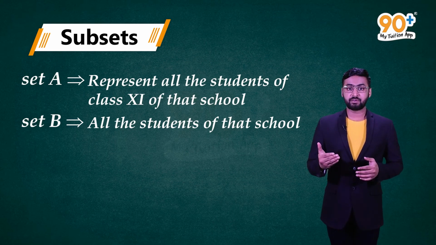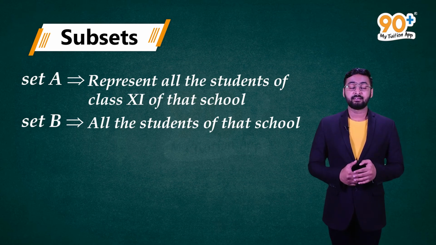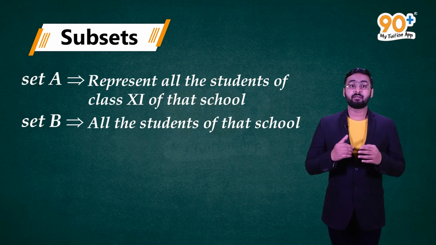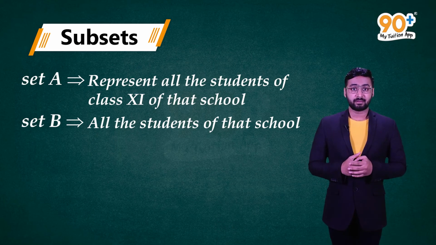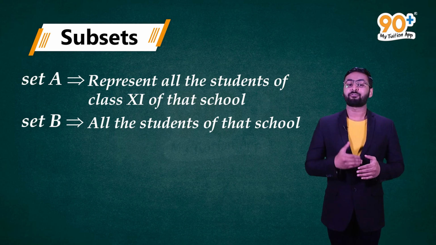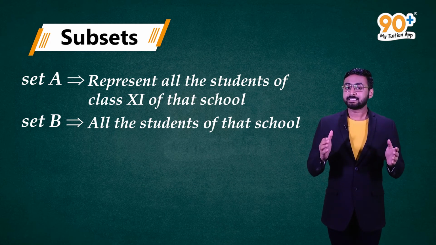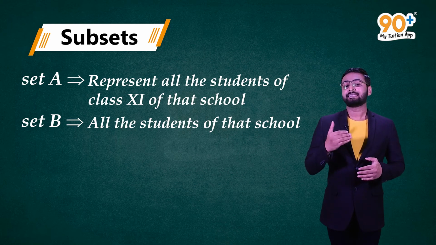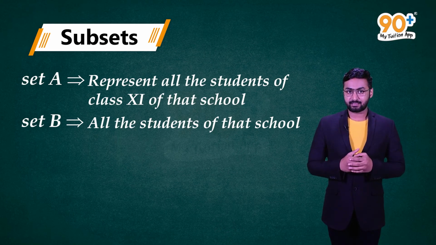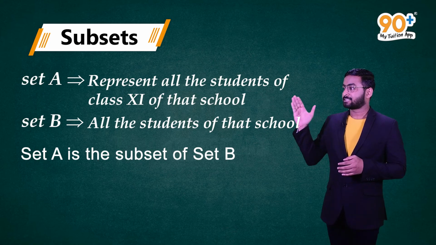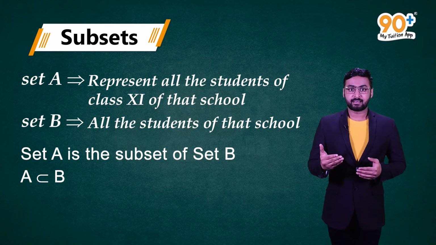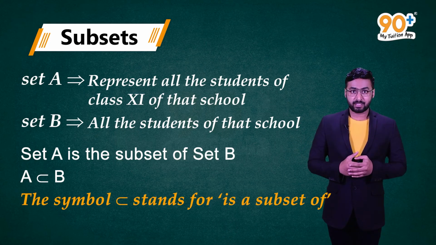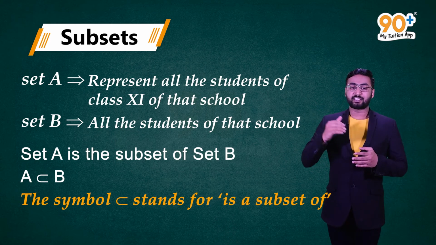Now, how can we relate these two sets? We can say that every element of set A is an element of set B. How? Because every student of class 11 is also the student of that same school. This is where the concept of subset kicks in, and we can say that set A is the subset of set B, and symbolically can be represented like this, where the symbol stands for is a subset of.